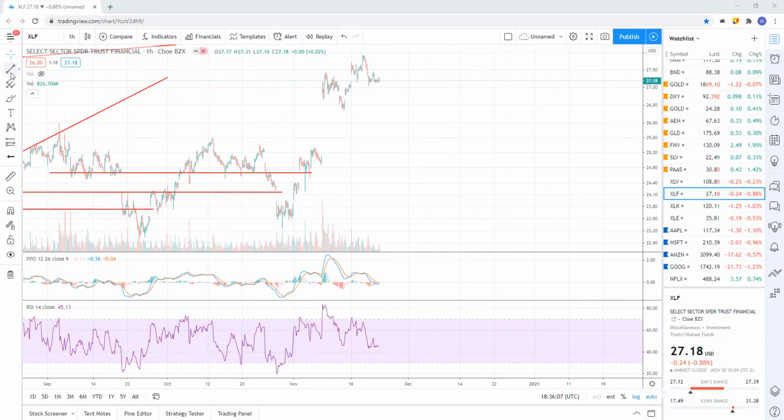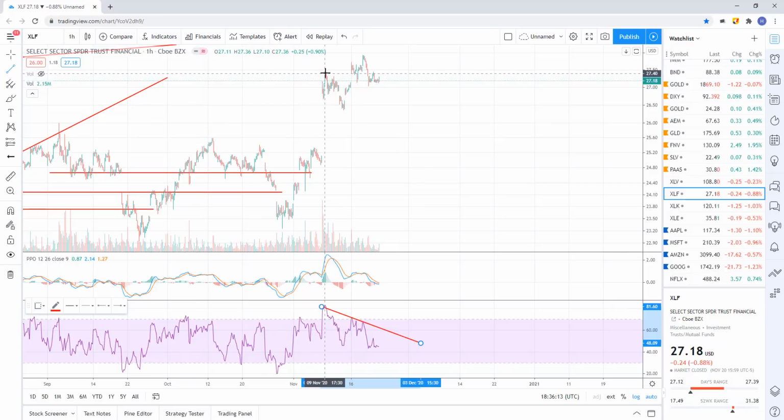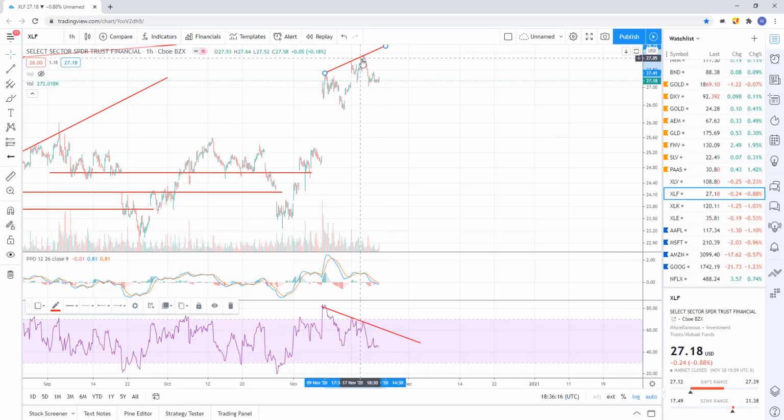XLF financials. On the hourly chart, we've got negative divergence right there on the hourly. You can see momentum has started to fade and price continues to work its way higher. So this is a divergent high, high probability of failure.